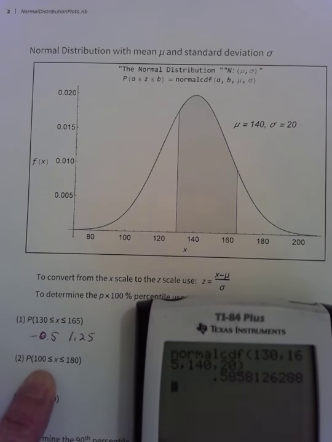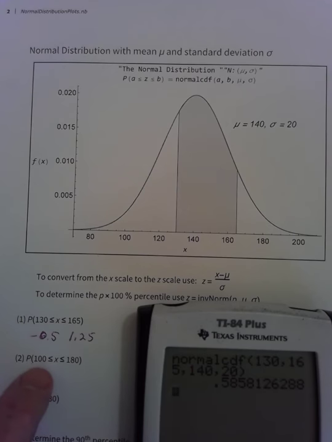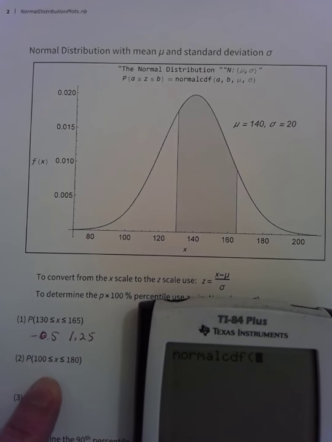Similarly, we can find the area between 100 and 180, or the probability that I get a single value in that range, with second distribution, normal CDF, 100, the low limit, 180, the upper limit, the mean of 140, and a standard deviation of 20.